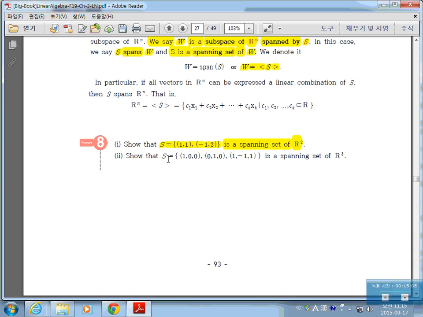And this S, the set of three vectors, E1, E2, E3, which are 1, 0, 0, 0, 1, 0, 0, 0, 1, that set is also a spanning set of R3. They span R3. All the linear combinations of E1, E2, E3 are the same as R3. So R3 is spanned by E1, E2, E3. And also similarly, R3 can be spanned by these three vectors in R3.